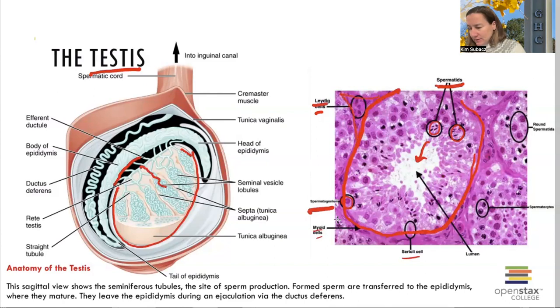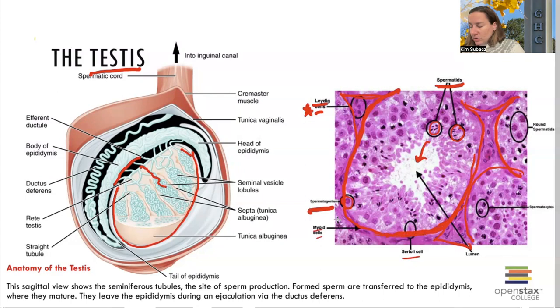So these are the Leydig cells. They're kind of squished between the tubules. That's why they're called interstitial cells. So if we've got a tubule here and here's another tubule, it's usually those little triangle-shaped cells that get squished between the tubules. So those are going to be our Leydig cells, interstitial cells producing testosterone and inhibin.